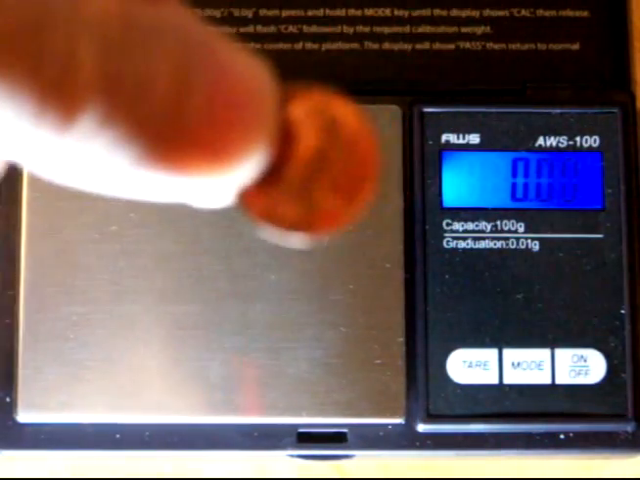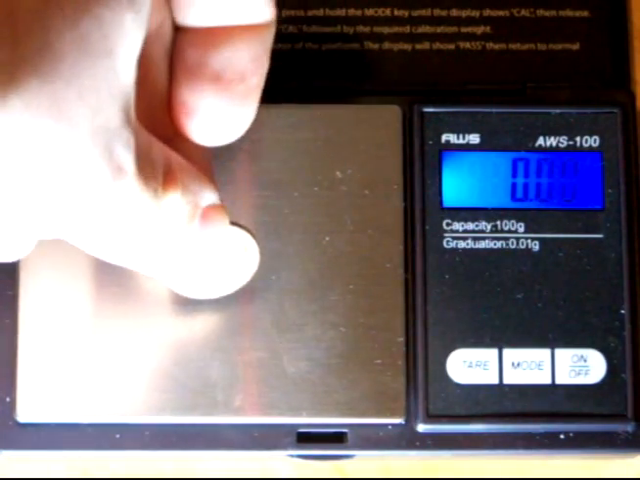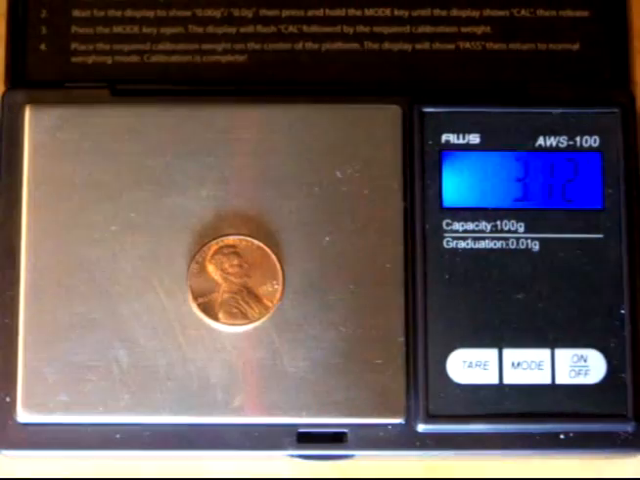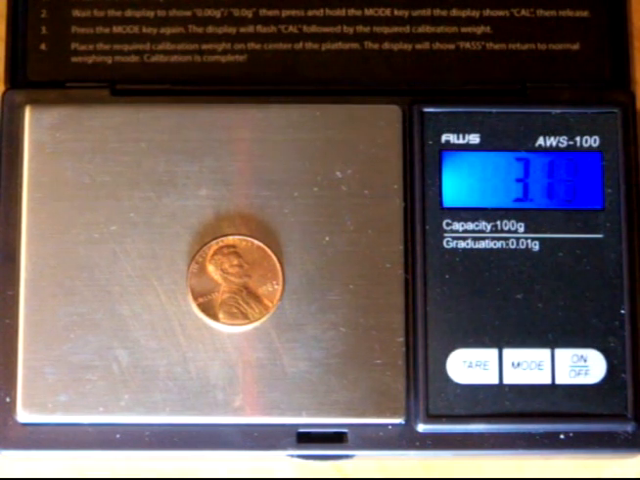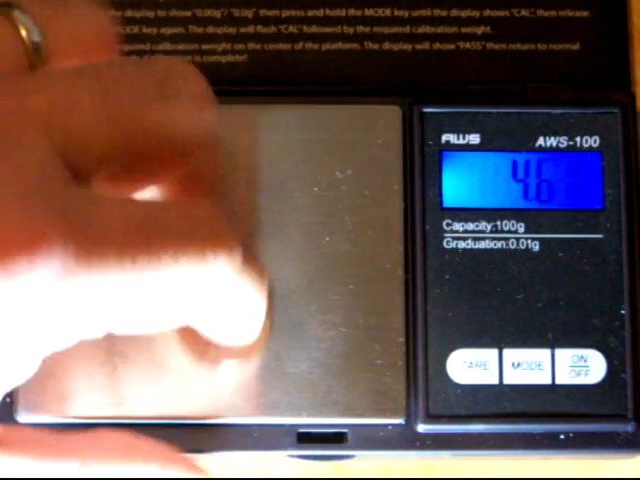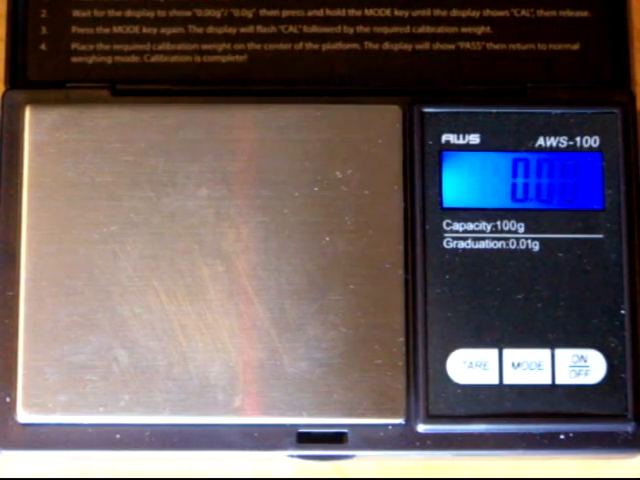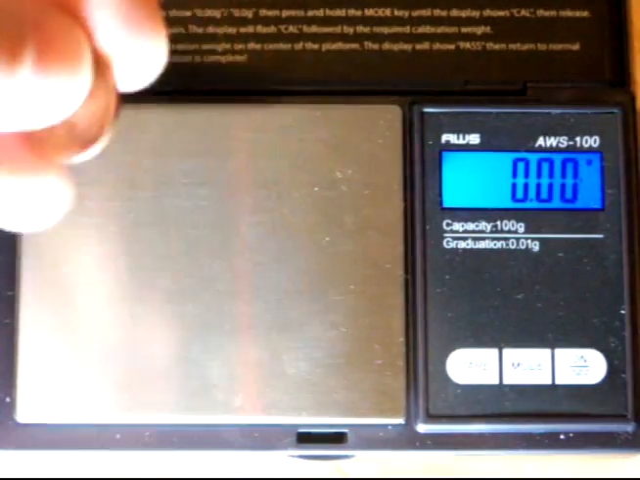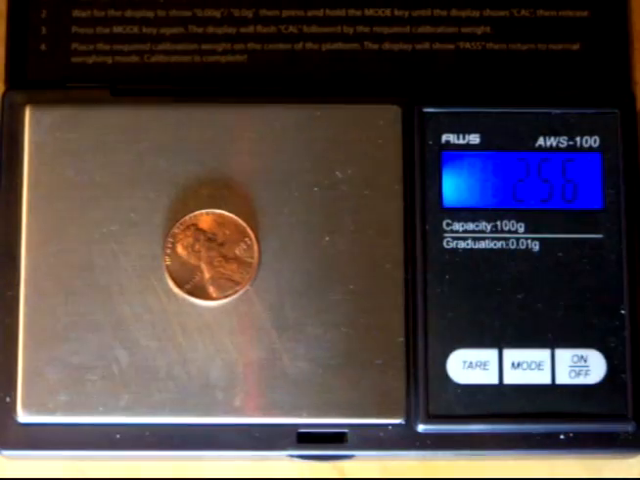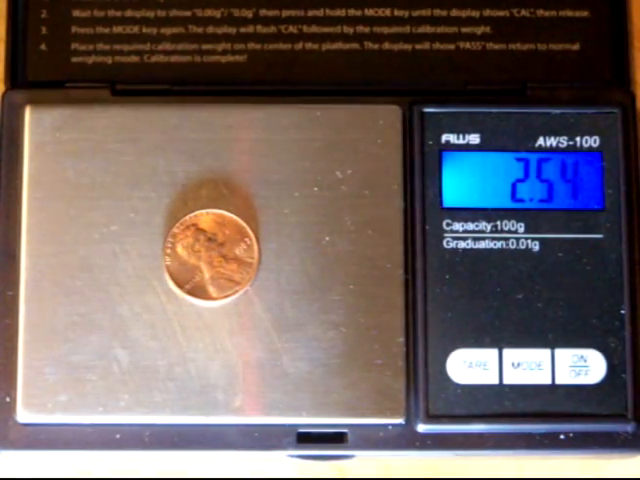Here we have a 1982 penny. We weigh it and it weighs 3.1213 grams. The basic average is 3.11 for 95% copper. And then here we have a 1982 plated penny. If we notice, that weighs 2.54 grams. The average of those is 2.55, so that's right on.